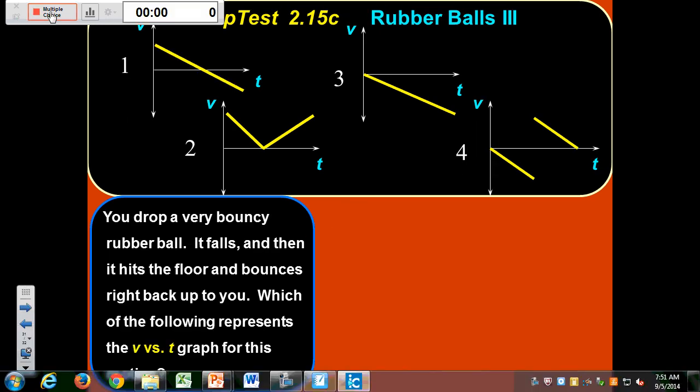How about this one? You drop a bouncy rubber ball. It falls and hits the floor and bounces back. Which of the following represents the D versus T graph? So I have a bouncy ball. I drop it, and it comes back up again. It's like the bounce pass up in the lab. Like just a one-dimensional bounce pass. A bounce pass to yourself.